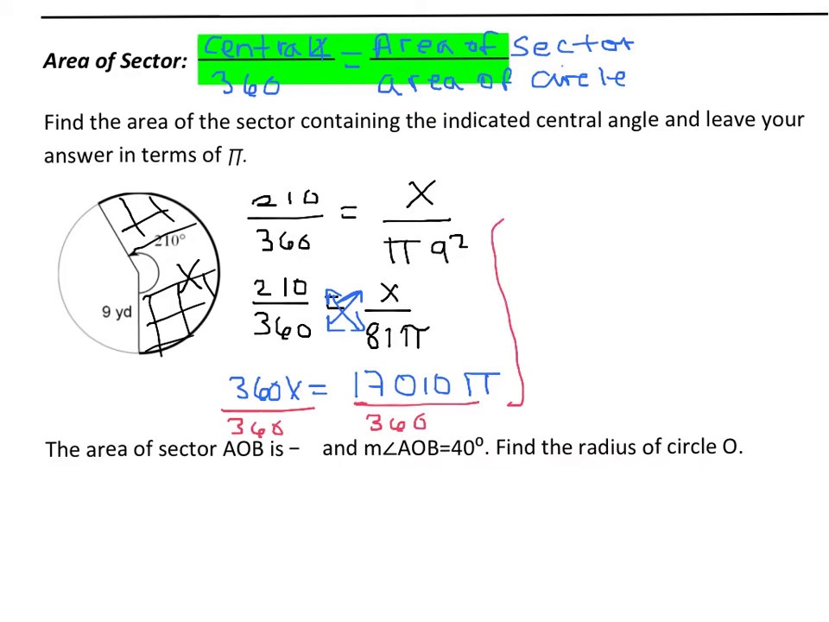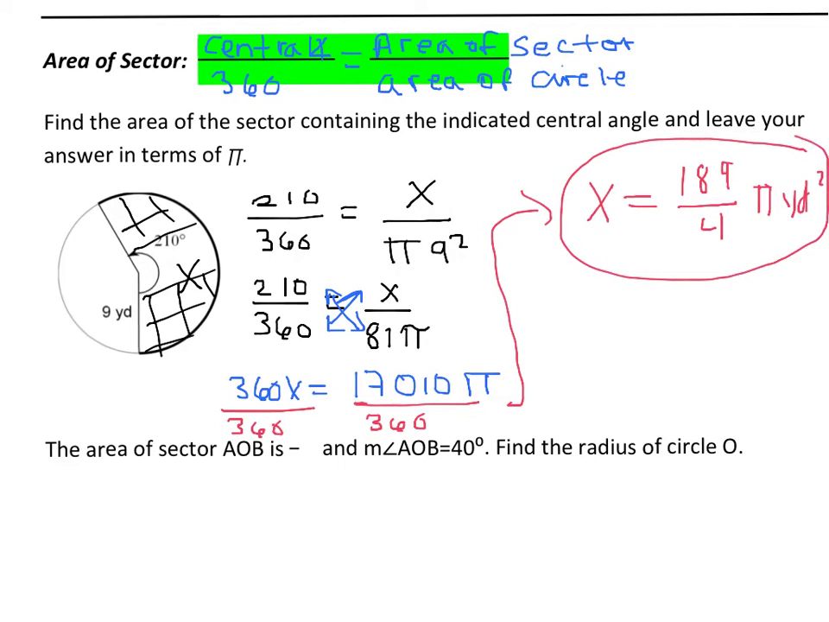Once we do that, we find that x equals 189 over 4 pi yards squared. It's area. Okay, so there is our solution. Just follow the formula again for central angle. It's similar to arc length, and you should be okay.